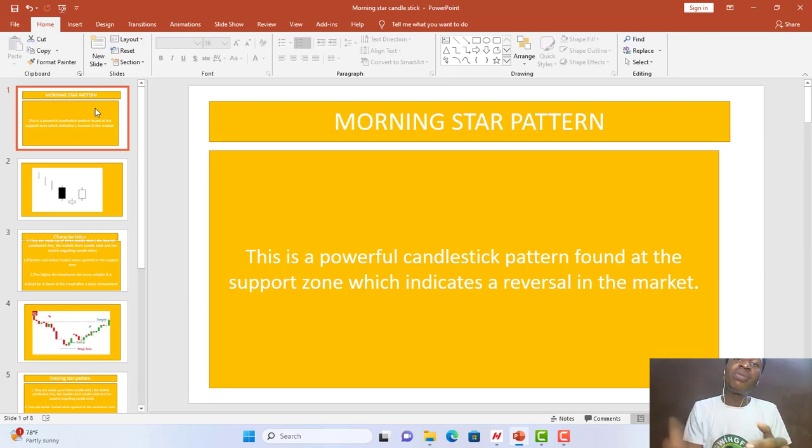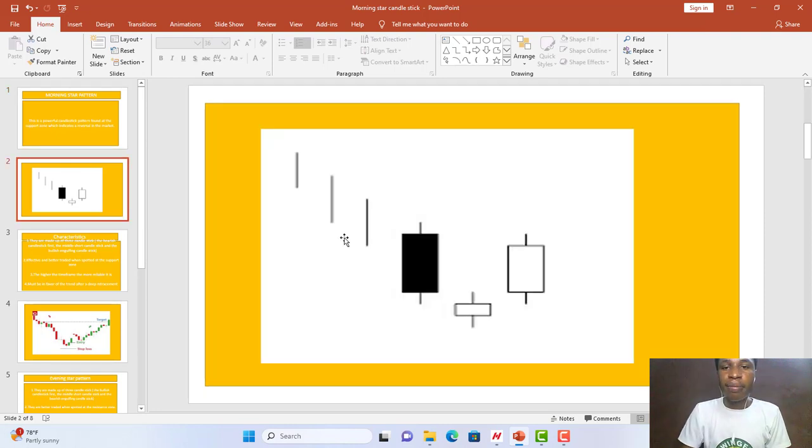That is, you wait for the market to make a retracement, giving you the three candlestick confirmation that you can go for a buy in the market. Don't mistake it. This is a powerful candlestick pattern found at the support zone, which indicates a reversal in the market. So that market must be selling, giving you three candlesticks at your support zone, then showing a continuation in the market. Another way is this: the market has to be in an uptrend, then making a deep retracement, then giving you three candlestick confirmation, then you can go for your buy in the market.